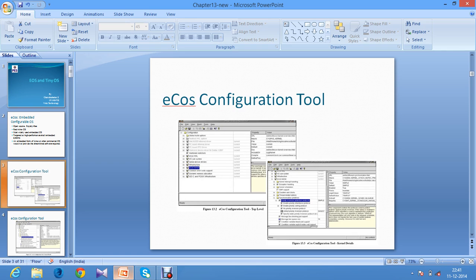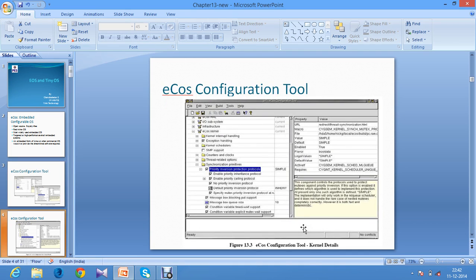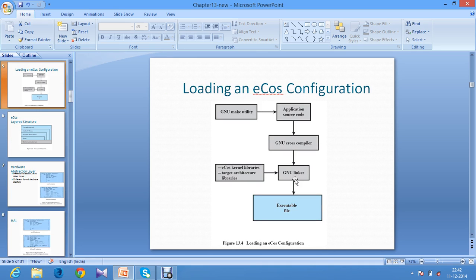This is the eCos configuration tool. The top level of eCos configuration is seen by the tool user. For each item in the list, the left-hand window can be selected or deselected. This figure shows the eCos configuration tool for kernel details. This figure shows the loading of the eCos configuration.